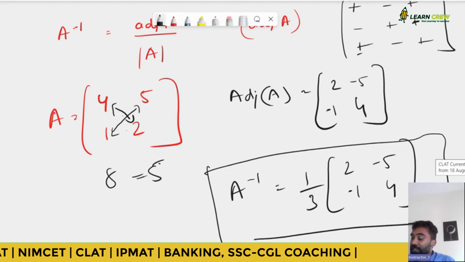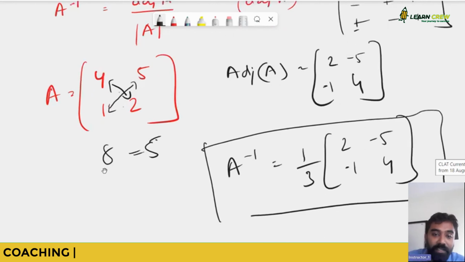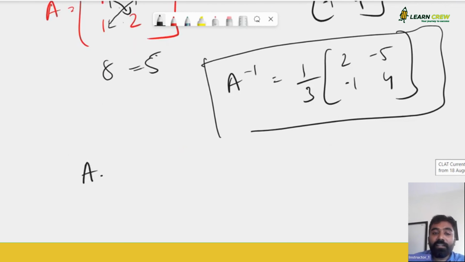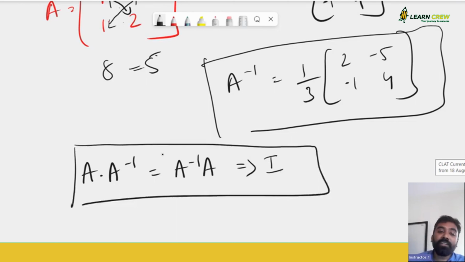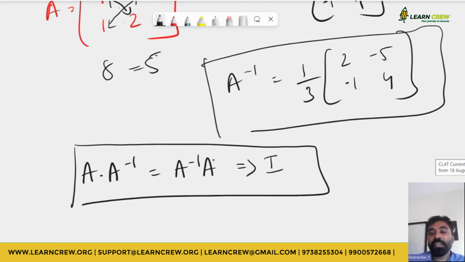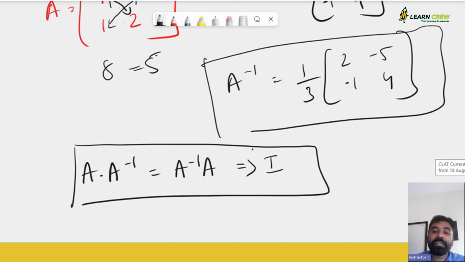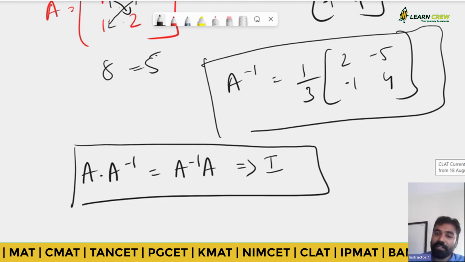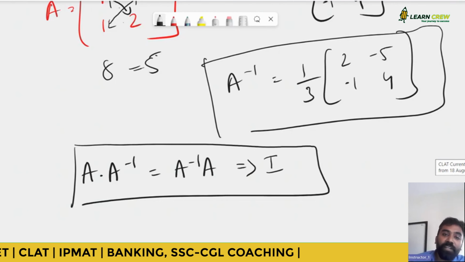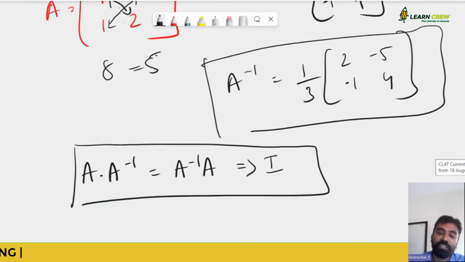This is another important thing, and a rule based on this is that A into A inverse is equivalent to A inverse into A, and that is always equal to the identity matrix. In the exam, they might ask: if I have a matrix and multiply it with its inverse, what will I get? You will end up with an identity matrix. You can directly write it as 1, 0, 0, 1 if it is a 2x2 matrix. If it is 3x3, you can go with the other option. These are some properties.